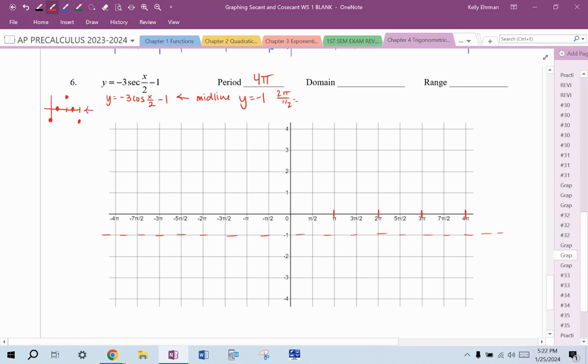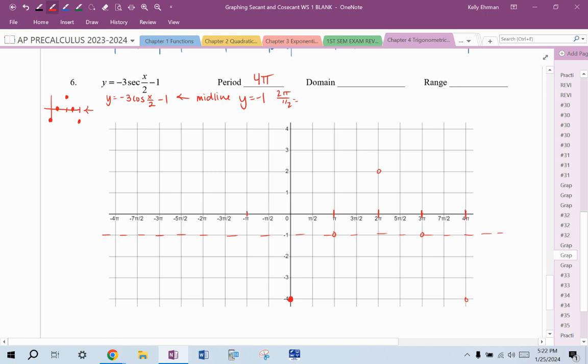Remember, this is your midline right here. So you start 3 units below the midline. So 1, 2, 3. Oh, we'll just fit. So you're at -4. And then at pi, where the next point goes, you should be on the midline. At 2 pi, you should be 1, 2, 3 units above, at 2. At 3 pi, back to midline. At 4 pi, down to -4.